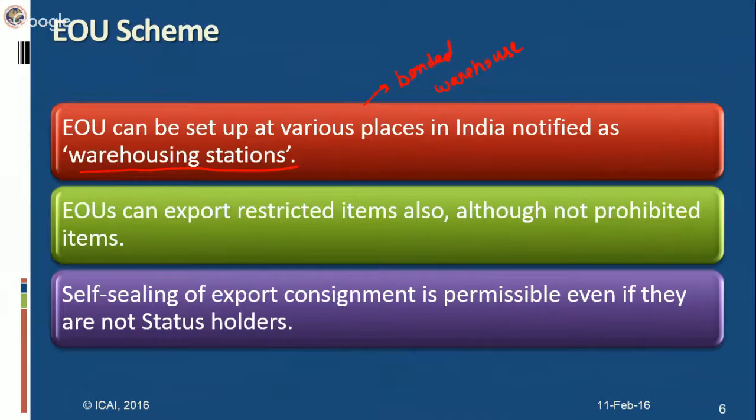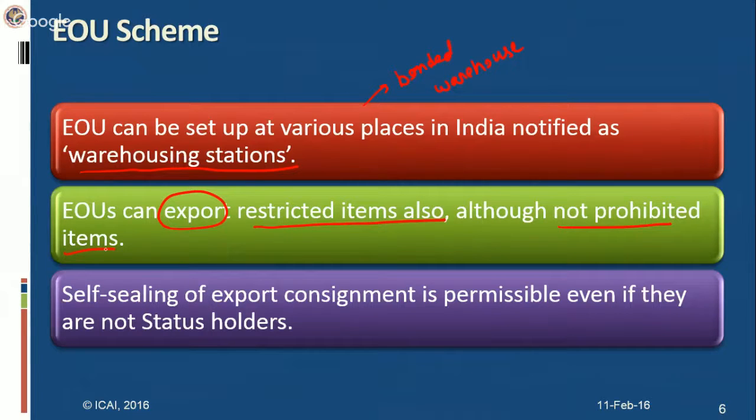But before that, you should know that an export-oriented unit has one more benefit attached with it, that it can export the restricted items also, but not prohibited. Prohibited items cannot be sold by it, but restricted items it can sell subject to certain conditions which are attached to it. Restricted items you can sell.